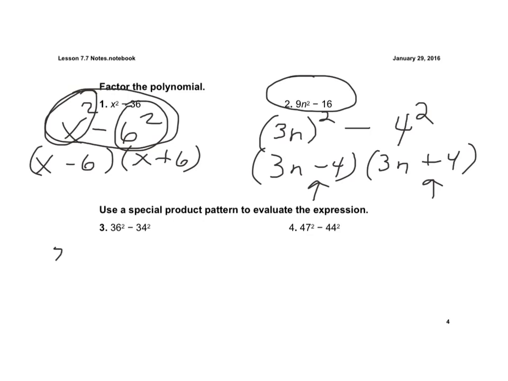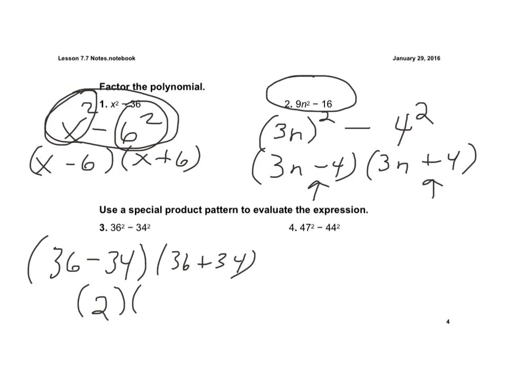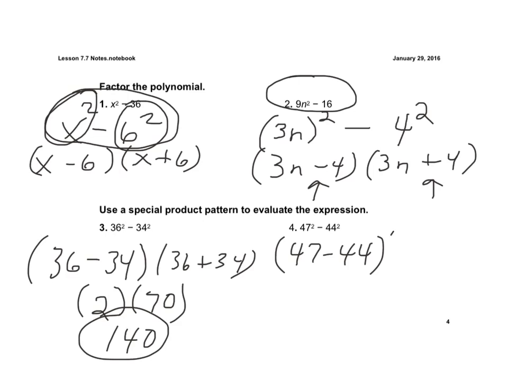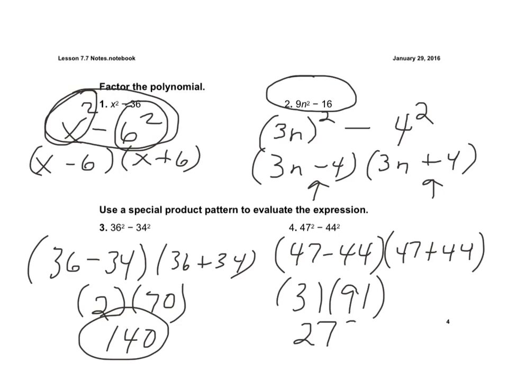And then here we'd have 36 minus 34 times 36 plus 34. Well, 36 minus 34 is 2, and 36 plus 34 is 70, and 2 times 70 is 140. And here we'd have 47 minus 44 times 47 plus 44. So 47 minus 44 is 3, and 47 plus 44 is 91. Now we have 3 times 91, which would be 273.